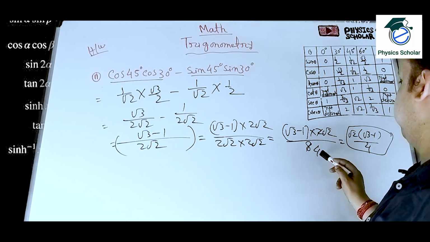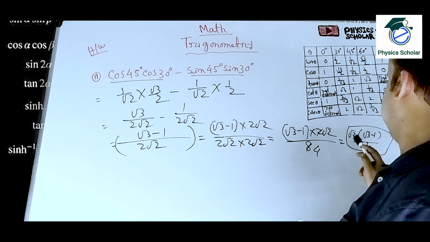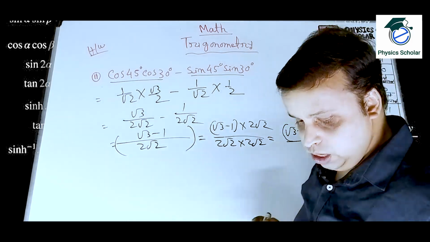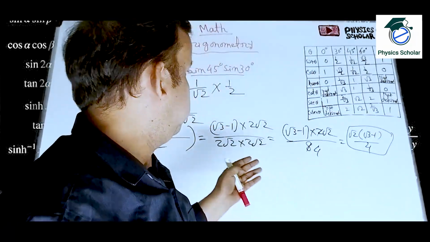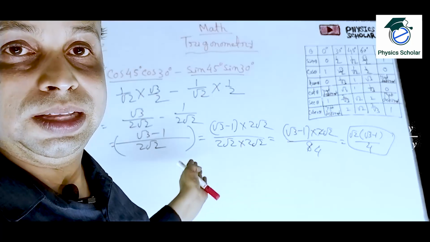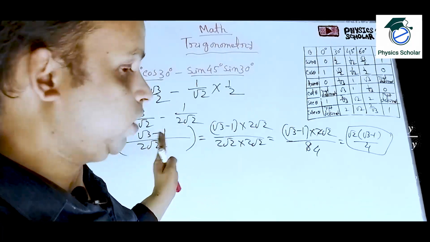And the rest I have copied here, and then I am just cutting 2 and 4 8. It will be 4. So root 2 into root 3 minus 1 by 4. So that will be your answer. I hope you have understood this, the very simple calculation. So now let us move to the next sum.